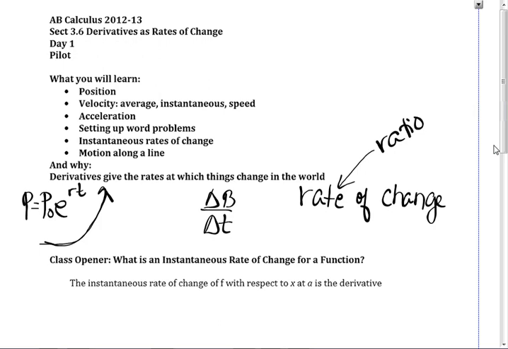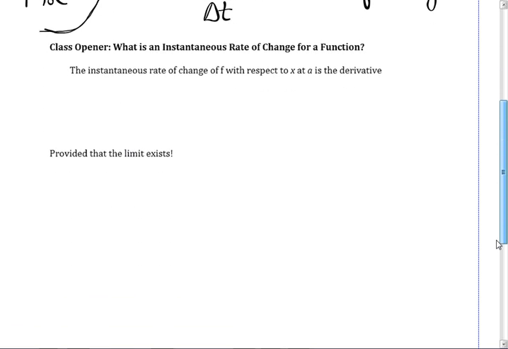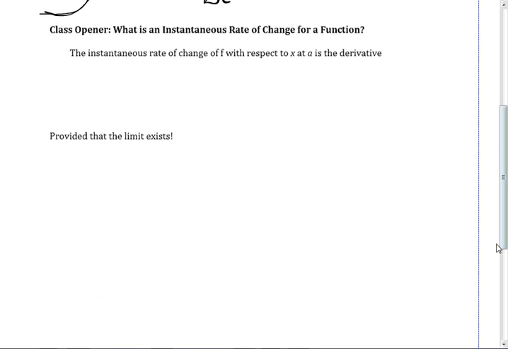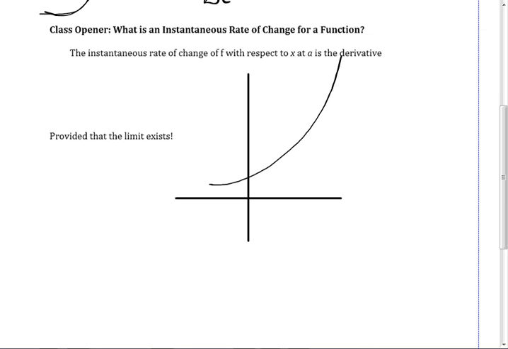That's all it is. Now, I want to look at instantaneous rate of change and an average rate of change. Let's do both together. Then we'll get into the physics. Here's my function, and this is my average rate of change.